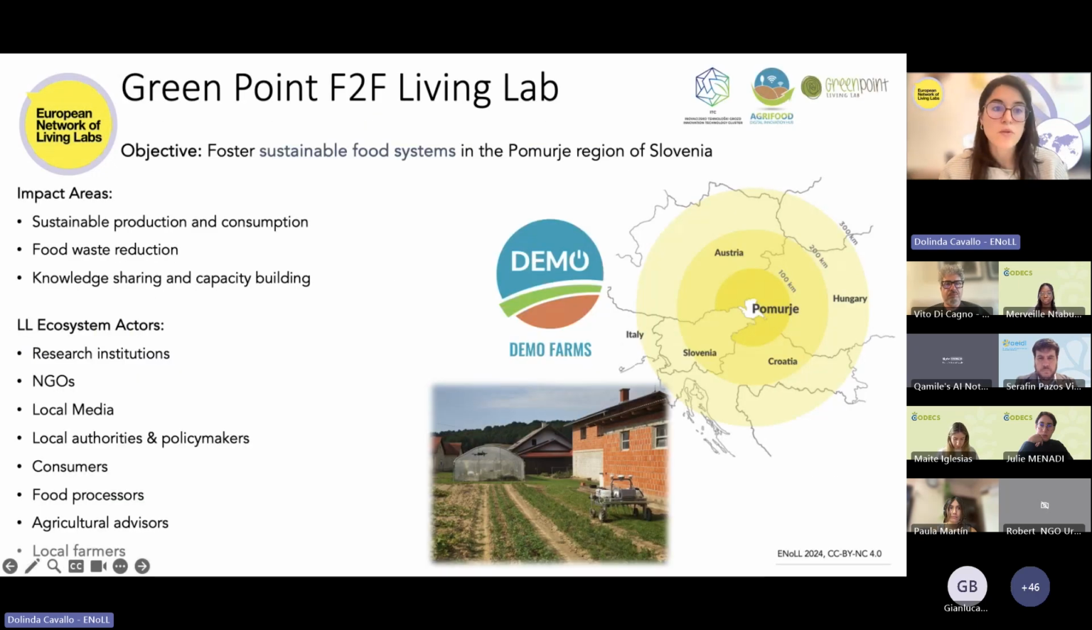And here are some examples of some of our members, living labs already active for a long time at the agricultural and rural level. The Greenpoint Living Labs are active in Slovenia, focusing on sustainable production, food waste reduction, and knowledge sharing with agriculturists and rural stakeholders. And here you can see the stakeholders that are constantly involved in the living labs: of course the research institution, but also NGOs, local authorities, consumers, food processors, agricultural advisors, or local farmers.